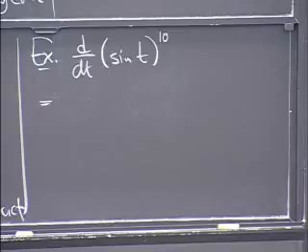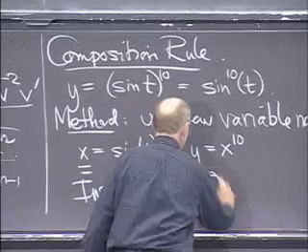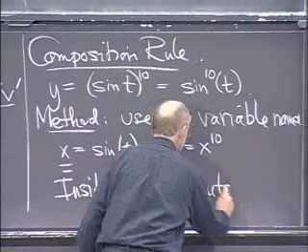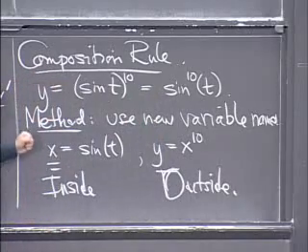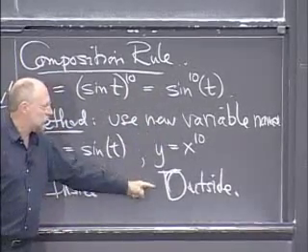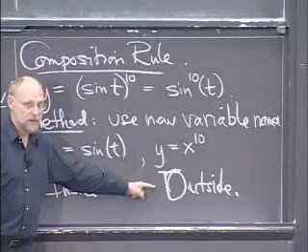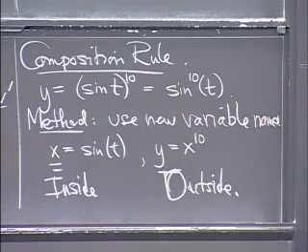The inside function is x as a function of t. That is, this is the inside function, and this is the outside function. So the rule says, first of all, let's differentiate the outside function. Take dy dx. Differentiate it with respect to that variable x. The outside function is the 10th power. What's its derivative?